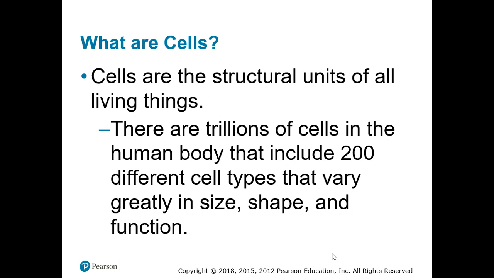In the last lesson, we talked about what are cells. Well, cells are the structural units of all living things. In other words, they are the building blocks of life. There are trillions of cells in the human body, and there are over 200 different cell types. These cells can vary based on size, shape, and function.